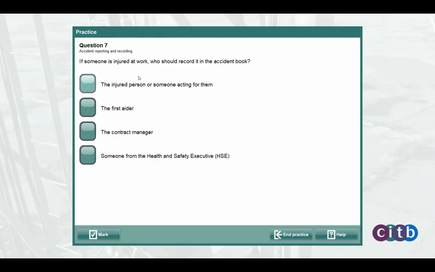If someone is injured at work, who should record it in the accident book? The injured person or someone acting for them? The first aider? The contract manager? Someone from the Health and Safety Executive, HSE?